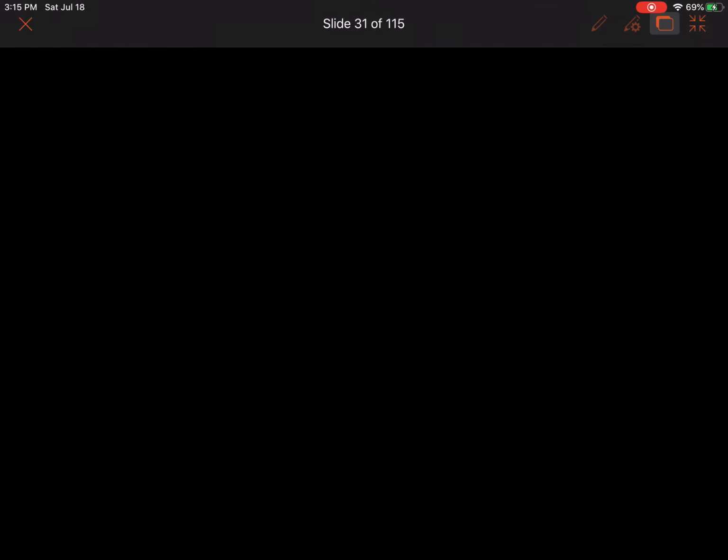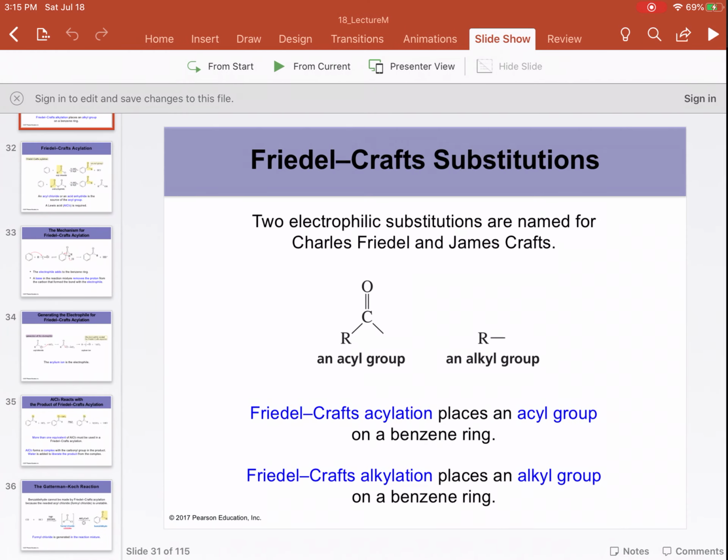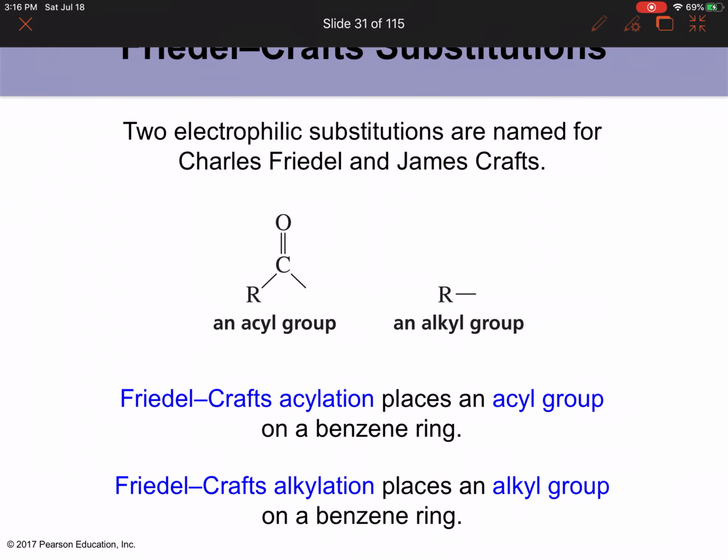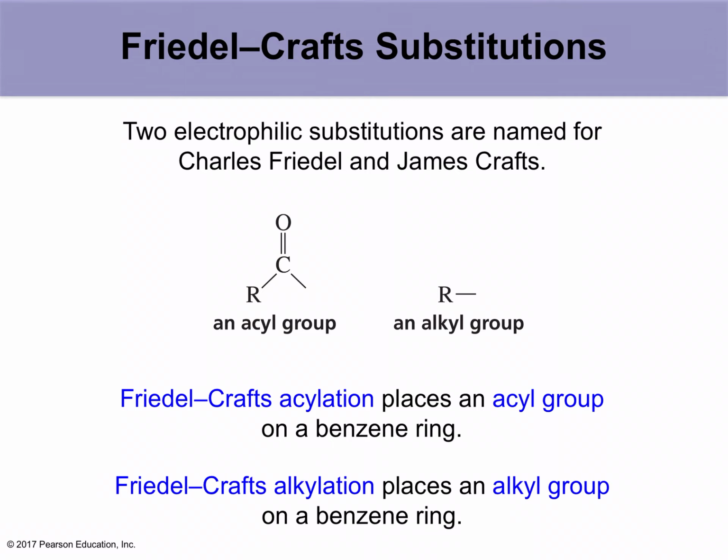Okay, so let's look at the second part of chapter 16. Now in this section we will learn how we can add an acyl group on a benzene ring. Okay, so you guys must be familiar now with what an acyl group is. From the last chapter we also talked about the acyl group being a carbonyl group with an alkyl group.